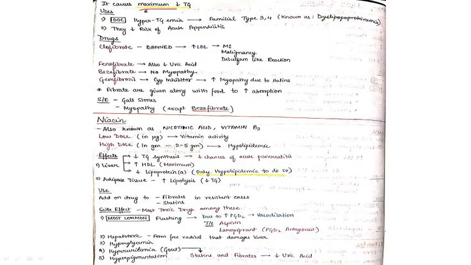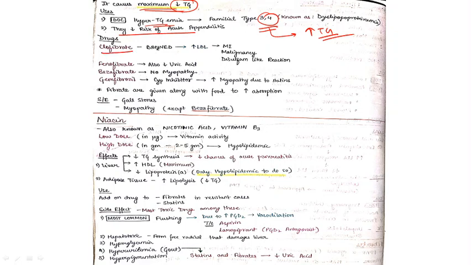So it causes the maximum amount of decrement in triglycerides. So it is the drug of choice for hypertriglyceridemia, meaning familial type 3 and 4, because in these two there will be an increase in triglyceride. It also decreases the risk of acute pancreatitis, because we have discussed in our initial part that triglyceride is responsible for acute pancreatitis.